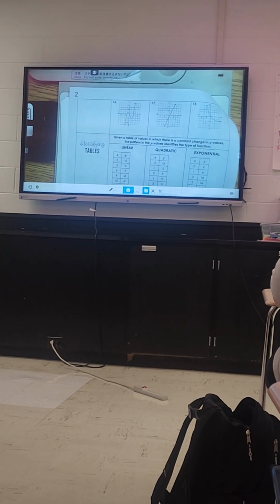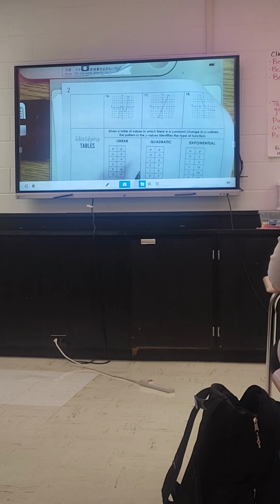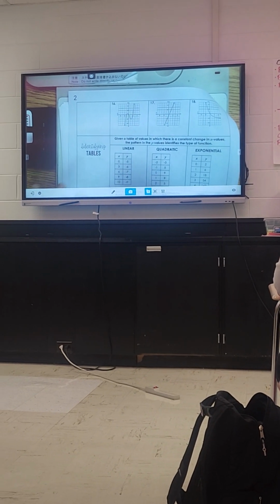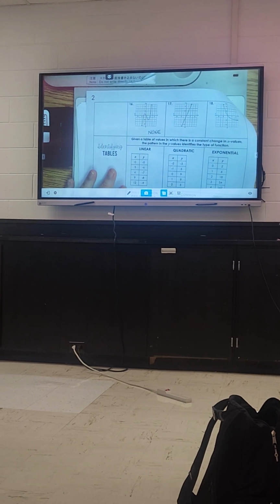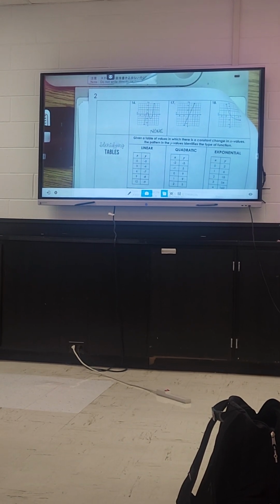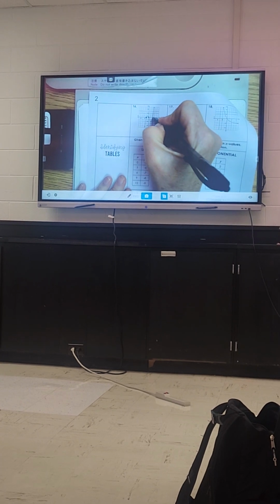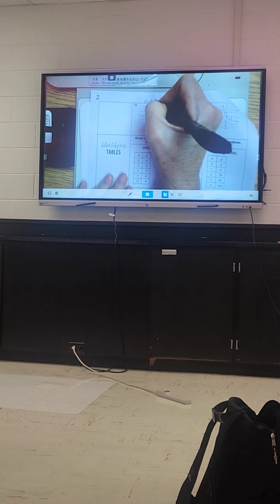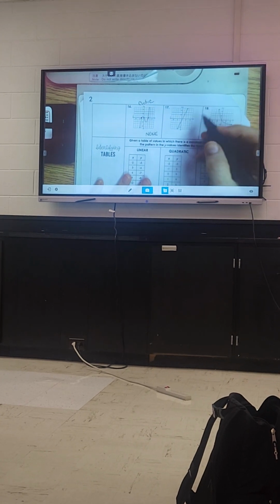If your choices are linear, quadratic, exponential, or none, what would the answer be? None. However, who recognizes what parent function this is? Daisy? How do you know that it's cubic? It goes through 3 zeros, so this is actually a cubic function. Good job. Number 17, Brandy.